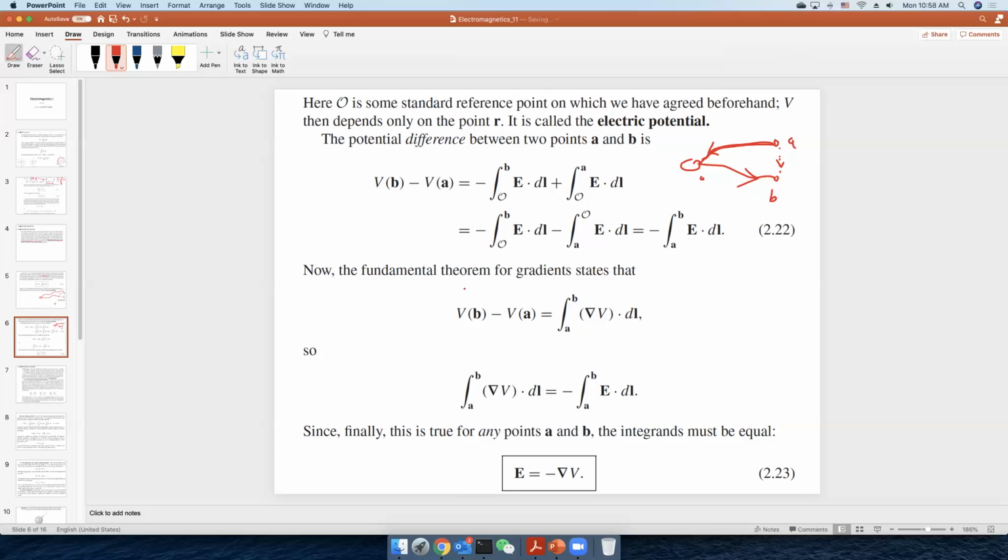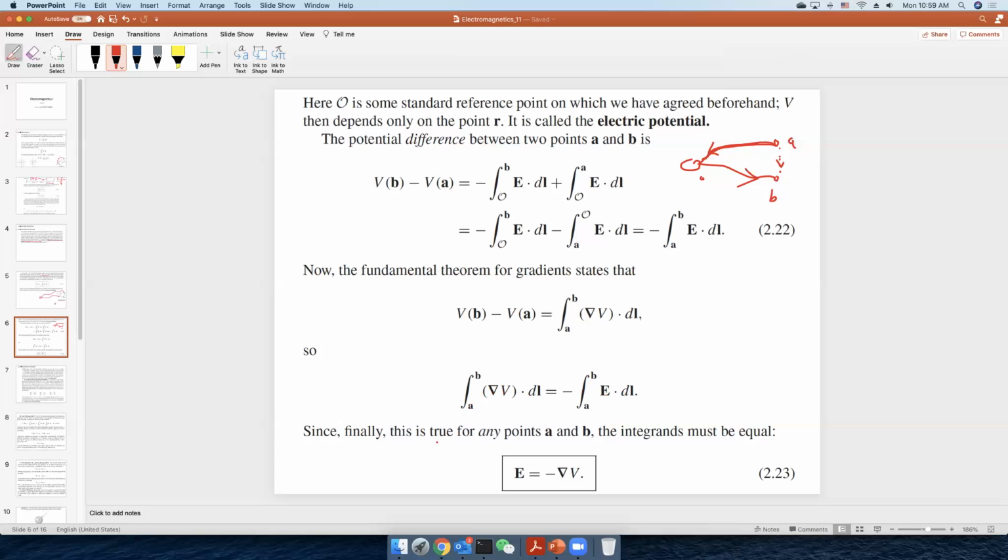And now the fundamental theorem for gradients states that V(B) minus V(A) equals the line integral from A to B of the gradient of V, because we have defined the gradient of V to be negative E. So the integral of the gradient of V equals the negative line integral of E.